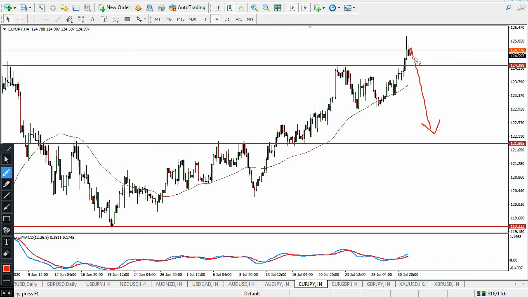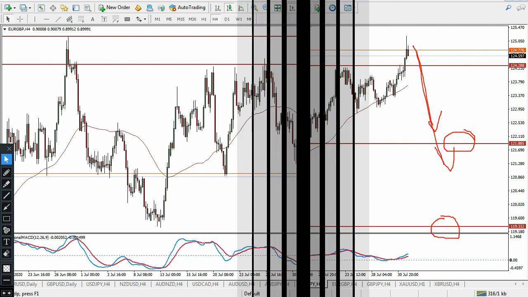Next week we might see some upward moves, but you should only focus on downward positions and take some short positions over these areas if your strategy allows you. So all my view about the Euro yen is a downside move, and these are my targets, 119 and 121. So all my view about the Euro yen is a downside move.